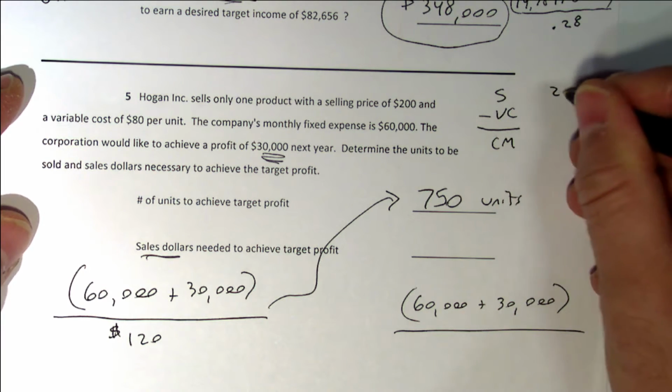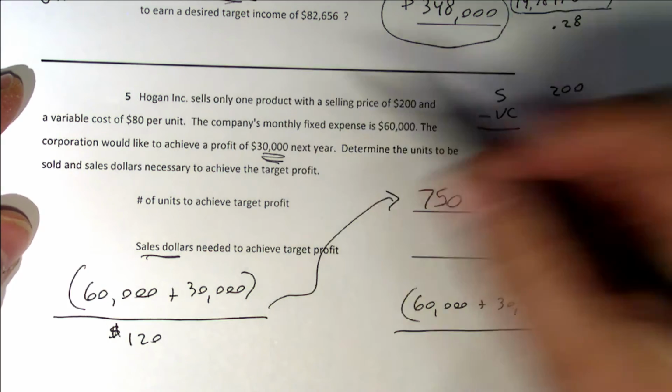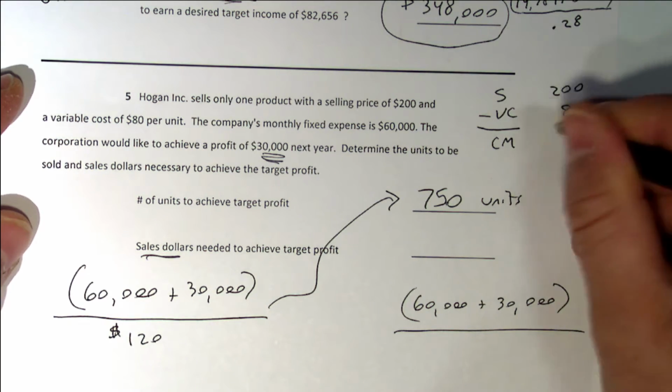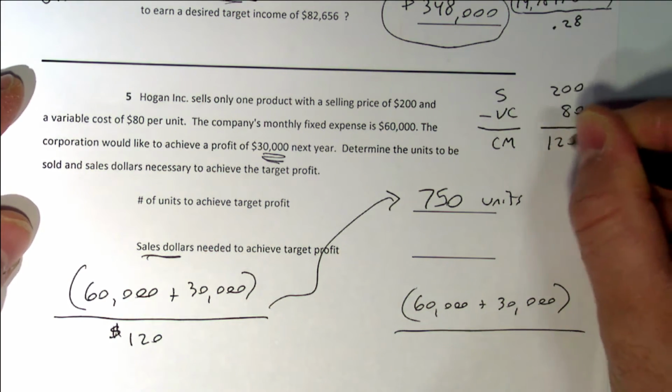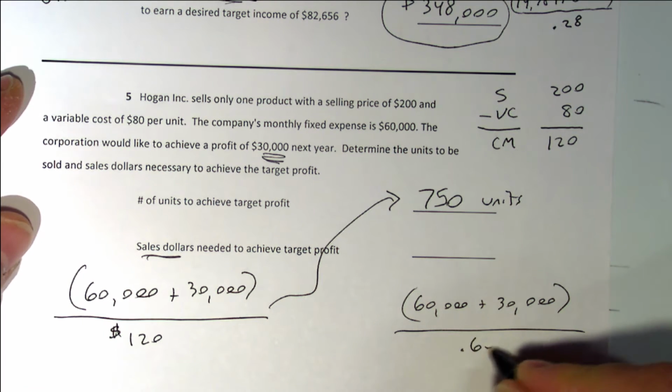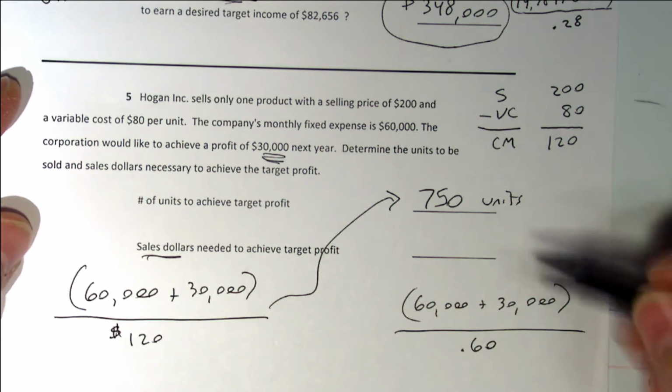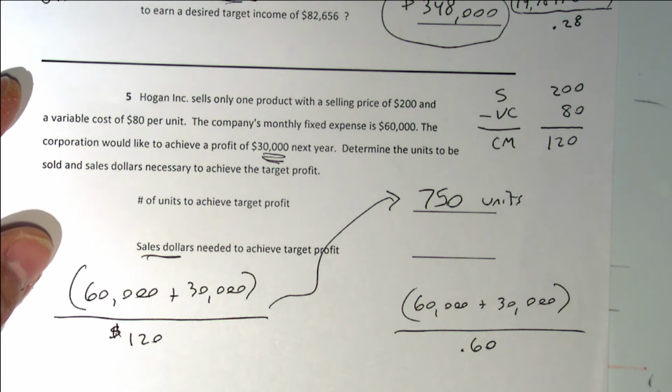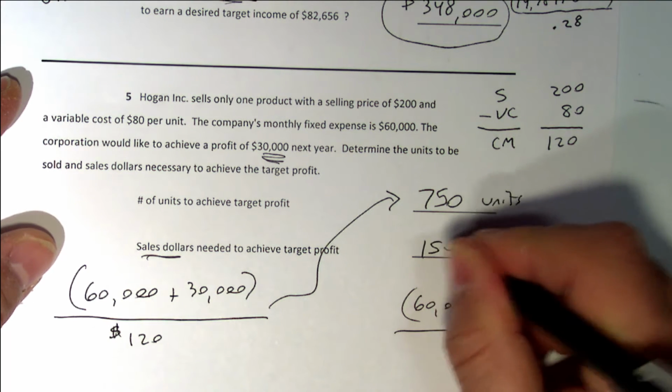Sales is 200. Variable costs 80. CM is 120. Is that correct? Yeah. So your CM ratio is 120 divided by 200, which is what? 60%. Okay. So 90,000 divided by 0.60 is 150,000.